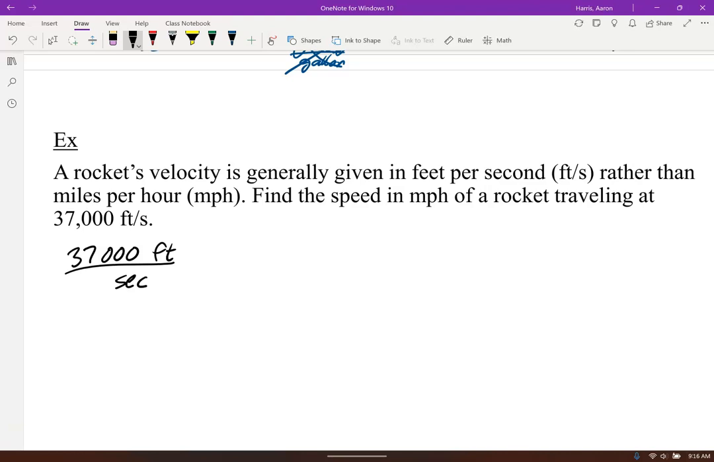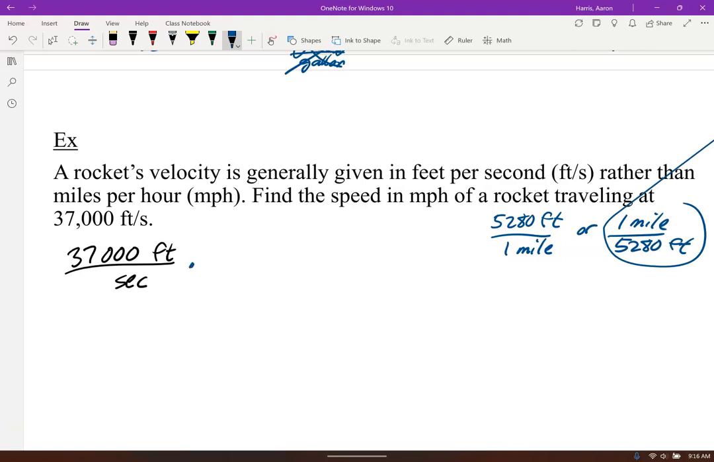Well, let's go from feet to miles. So we know there's 5280 feet in a mile. Am I going to use that, or am I going to use 1 mile for every 5280 feet? I'm trying to get rid of my feet. Which one am I going to use to get rid of my feet? Good, the second one. So let's multiply by 1 mile for every 5280 feet. Notice our feet cancel.